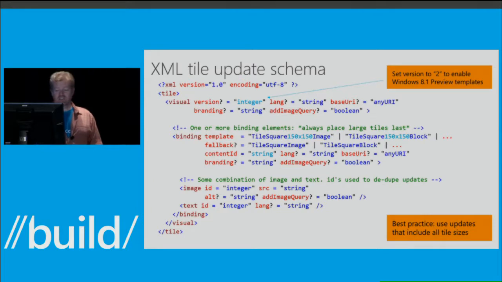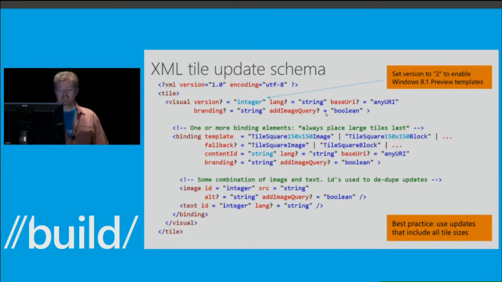You can specify the language, you can specify a base URI, which will be prepended to any other relative URI in the tile update, so you don't have to type out a long URI every time. Branding is where you can put either the word none, or logo, or I think name. Those are the 3 options. And that gives you the ability to then determine whether or not, like we saw on the start screen, you get the logo, the text, or nothing on that lower left-hand side of the update.